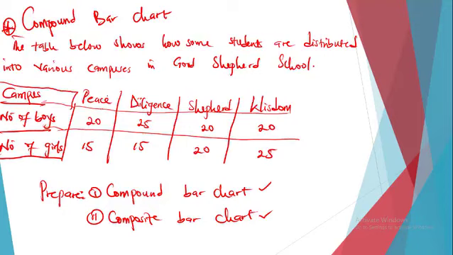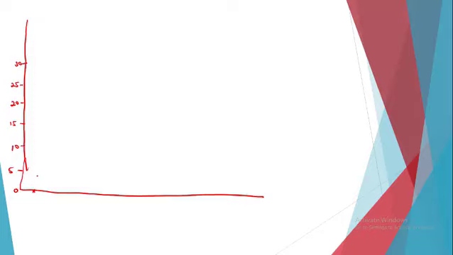Under Peace, we have our boys to be 20 and our girls to be 15. So we start with the boys. We'll draw. Don't mind my sketch. This is 20. Draw it down. Okay, and girls are 15. You merge the both of them together.